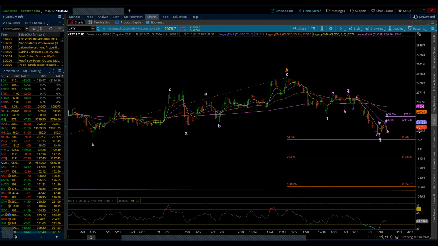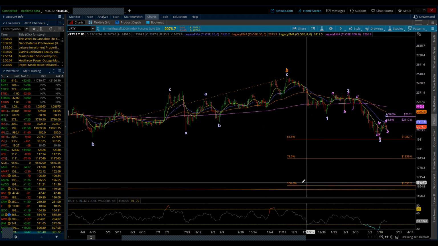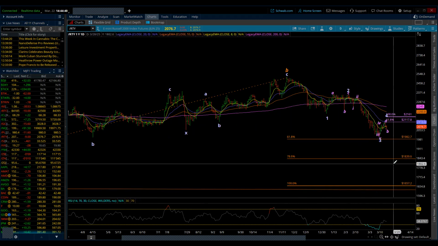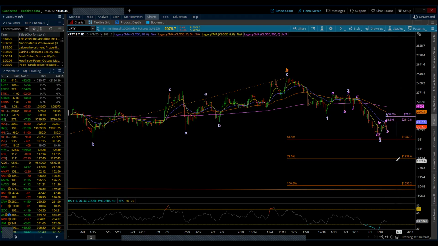Now, C 1982, that's 0.618. What we're really looking for, though, is 100. We're looking for that. And so I'm thinking something's got to go on here that's just really going to smash Russell. And I'm not sure what that's going to be, because I don't think the other markets also have some pretty strong downside potential.